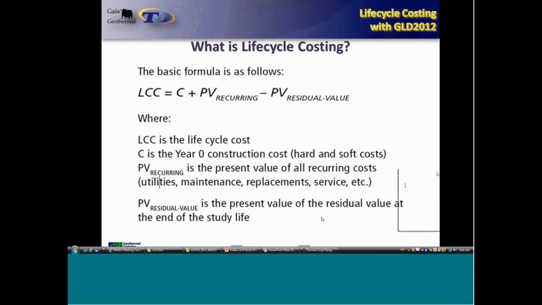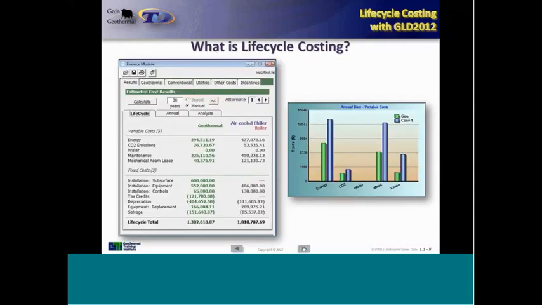Okay, great. So this is a sample life cycle analysis. We see the life cycle tab here, and we see variable costs, things that change from year to year. We have fixed costs, things that are just one-time costs. Then we have a geothermal column here, and we have a conventional system that we've defined as an air-cooled chiller and a boiler. We can see over 30 years the energy costs, CO2 emissions in terms of tons and dollar amounts, water usage, maintenance costs, the value of the mechanical room space. These are our variable costs.